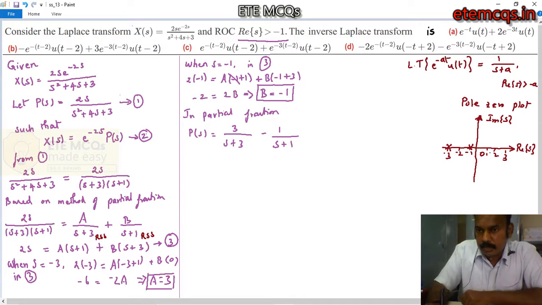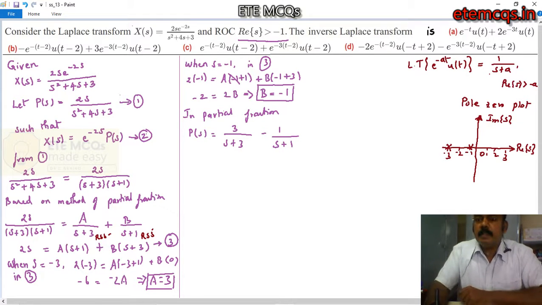Now both should correspond to a right-sided sequence. Only then you have the region of convergence outside minus 3 and outside minus 1. So the overall ROC has to be on the right hand side of minus 1. This term and this term both should correspond to a right-sided sequence, and we are supposed to make use of this formula in order to get the right-sided sequence.